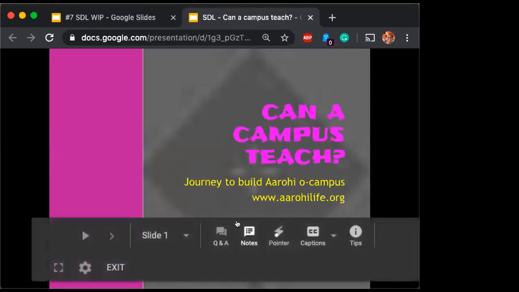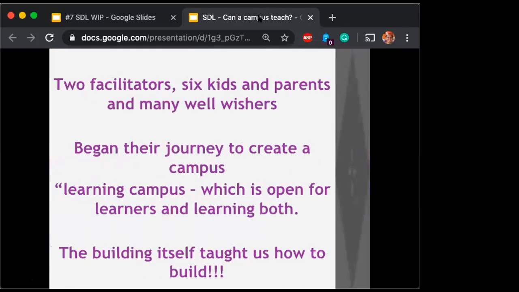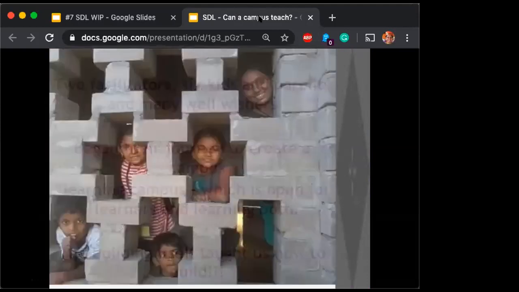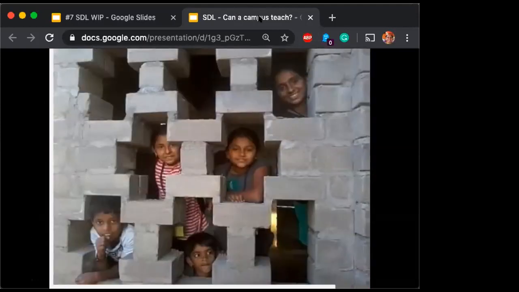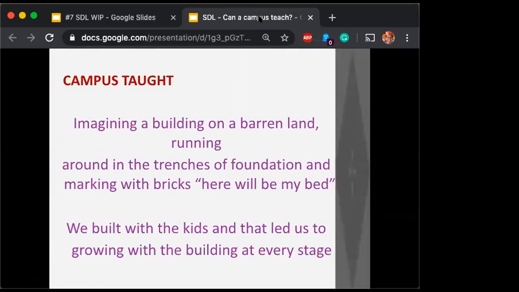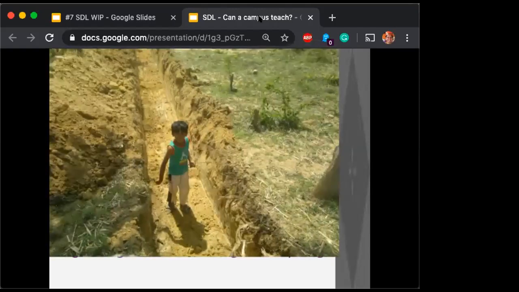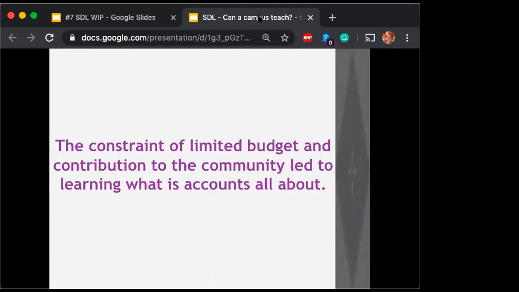Right. So this shows when we were starting the campus, how we thought that a campus itself can teach. We were few of us, but we thought we will build the campus together. So we were two facilitators and six kids. And we thought we will build the whole campus ourselves. And these are some of those children. So we started imagining, how will be my bed, how will be my building. We started looking at the whole design of it and actually doing it with the laborers. We are not saying we were digging everything. We also started thinking of how we can live, and started living, with a limited budget.